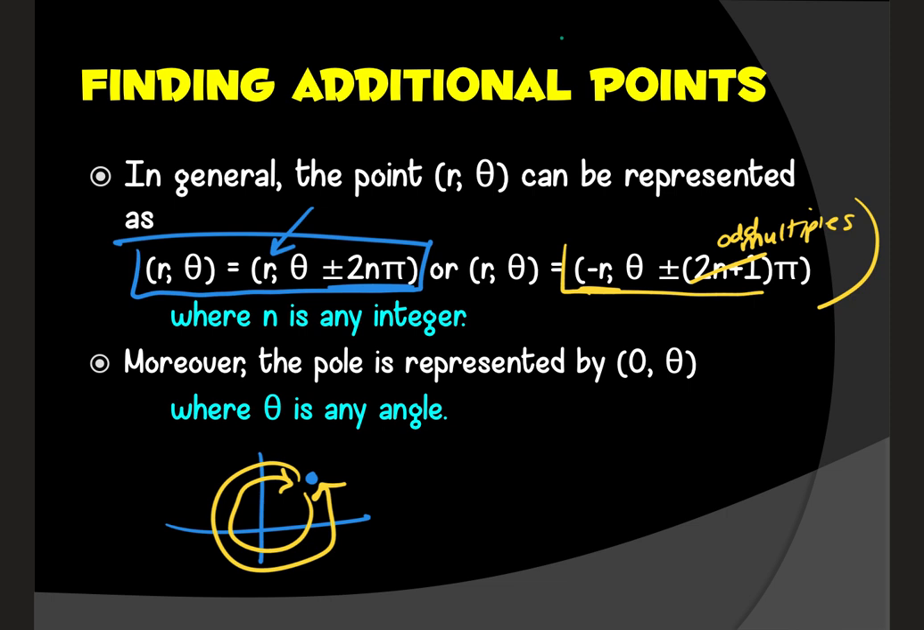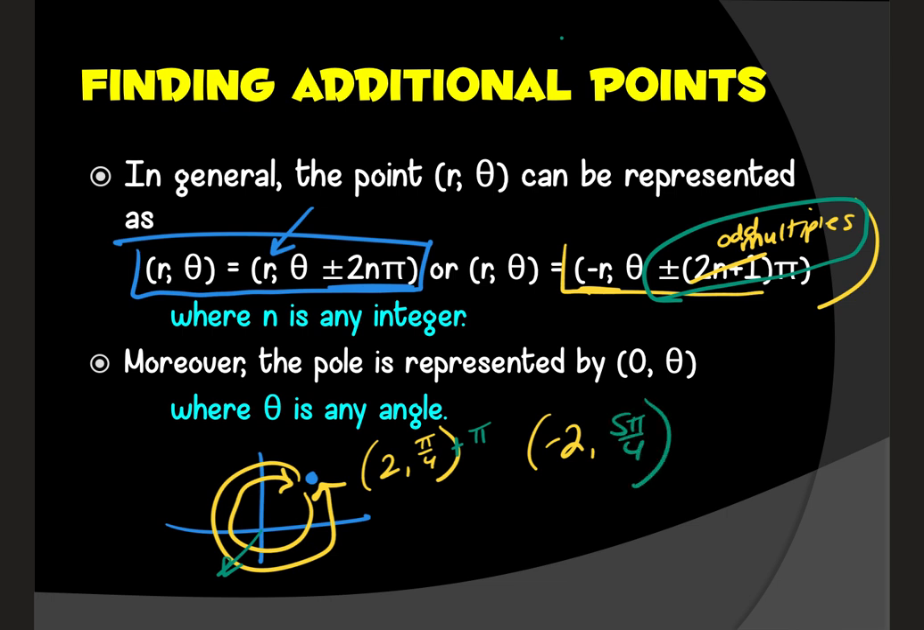Change the sign on the r. So if I had started with, let's say, 2 pi over 4, I would change it to negative 2 pi over 4, but then I want to get halfway around my circle, because if I start halfway around the circle and I make it negative, it's going to where we are. So I would change the sign on the r, and then add or subtract odd multiples of pi, meaning add pi, and I'd get 5 pi over 4, or subtract pi, and I'd get negative 3 pi over 4.